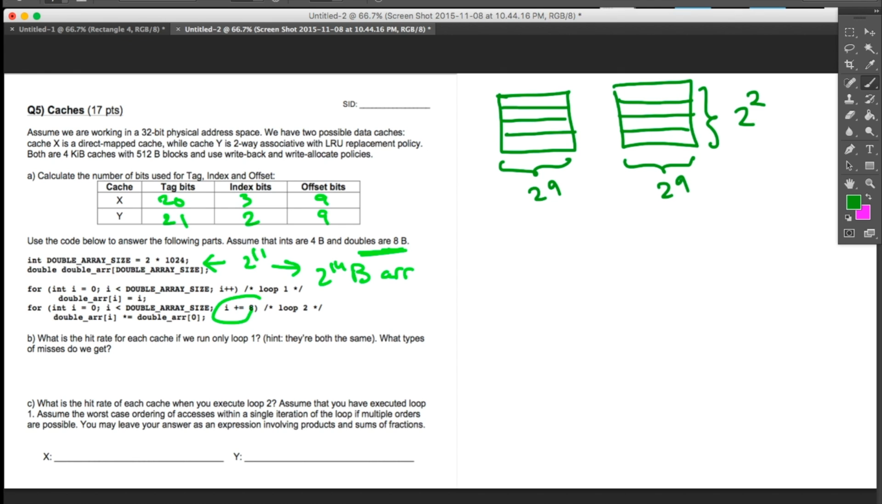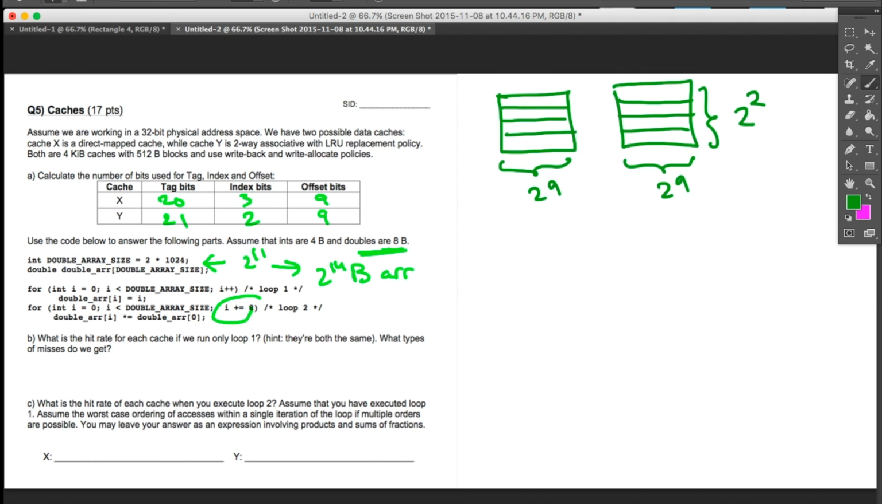So of our 2 to the 14 bytes of our array, remember that I said this takes 4/4 of our direct map cache. So if we think about this, we're going to need 8 of these mini caches, these different way caches, to hold our whole array. So let's start with the first access.